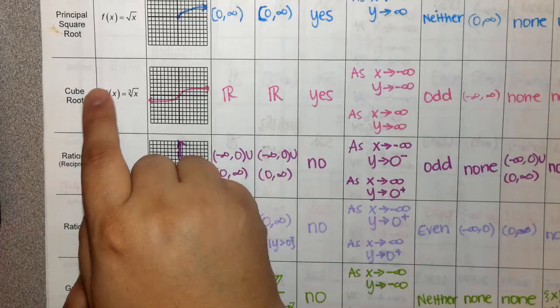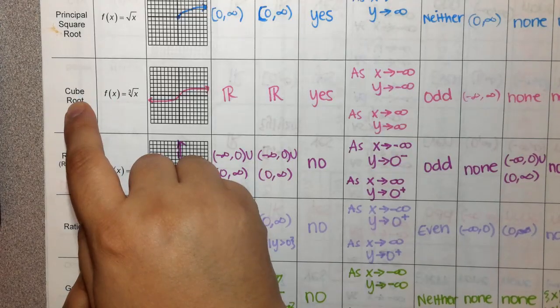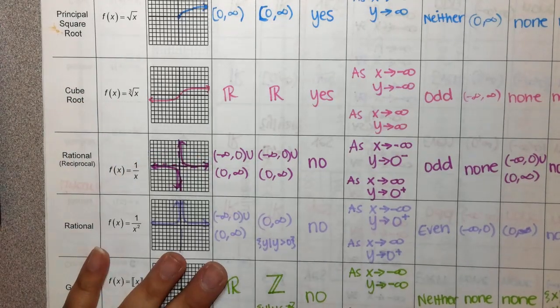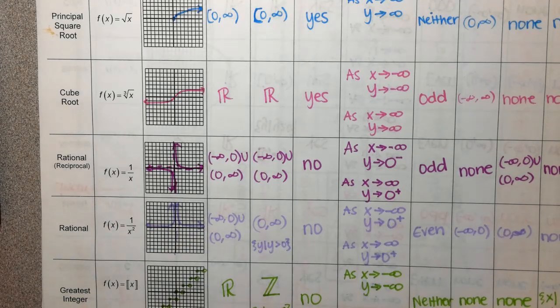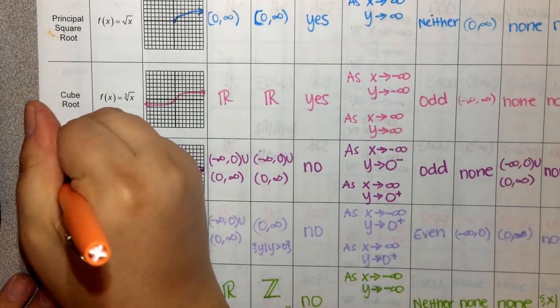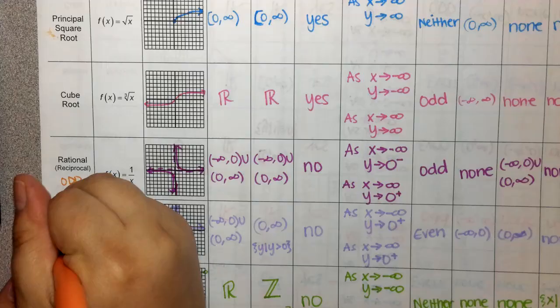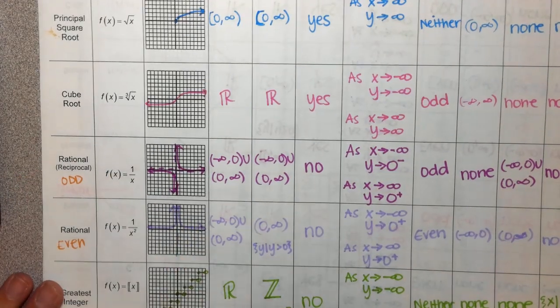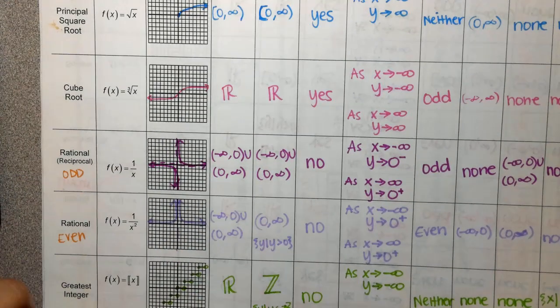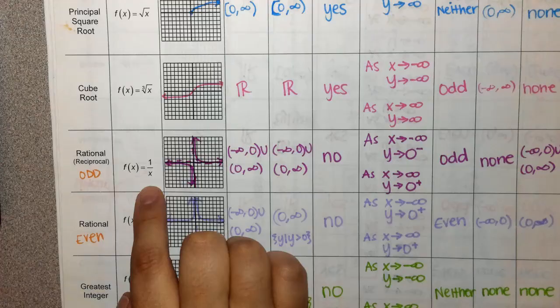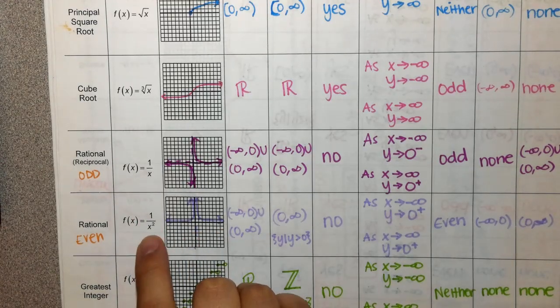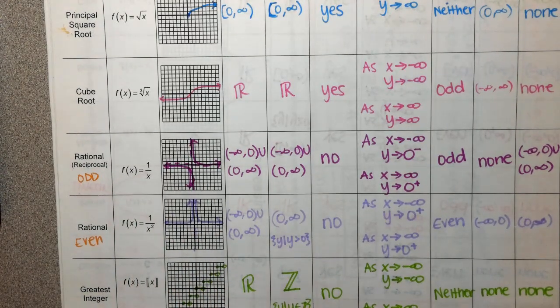Cube root is basically if you take the cube function and turn it. Rational, there are two rational. So I'm going to refer to this one as the odd rational and this one as the even rational. And that's how, when I ask you questions, you're going to differentiate what I'm asking for. So if I'm talking about the odd rational function, I'm talking about 1 over x. If I'm talking about the even rational function, I'm talking about 1 over x squared.